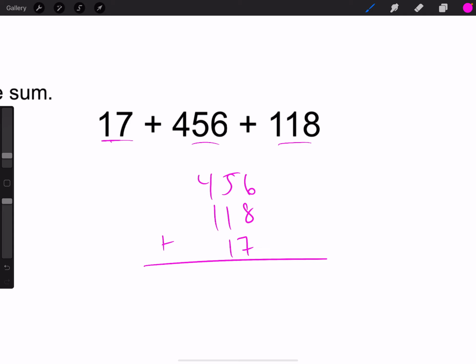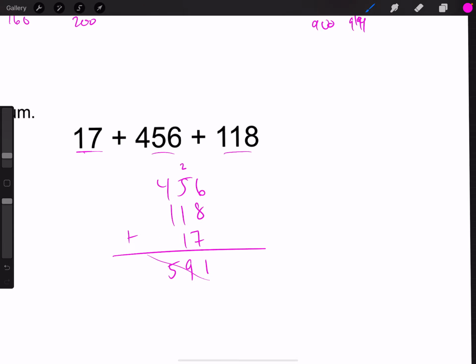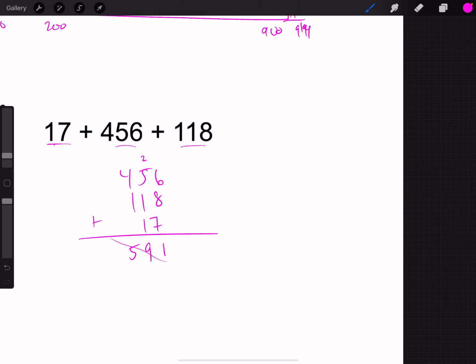So 6 plus 8 is 14, plus 7 is 2 10s and 1 1. 2 plus 5 is 7, plus 1 is 8, plus 1 is 9. So that's 9 10s, and then 5 hundreds. I also could have added 118 and 17 first, which may be as helpful. I'll have to see. So I get 5 there, 3, and 1. So I get 135. That maybe is really helpful because then I can just quickly add 456.